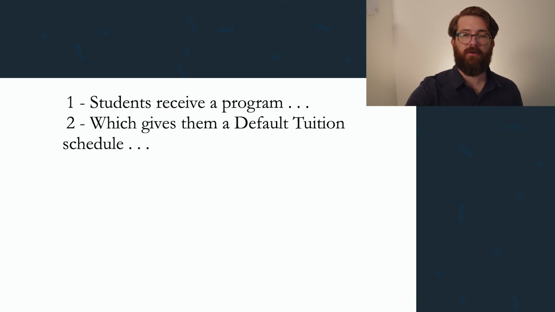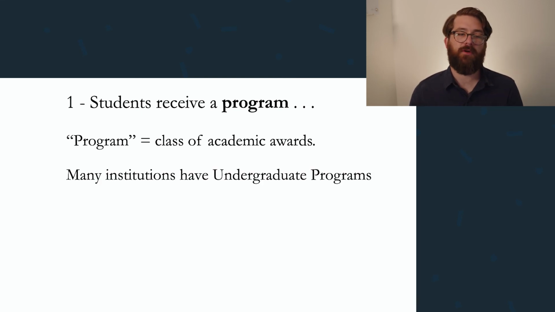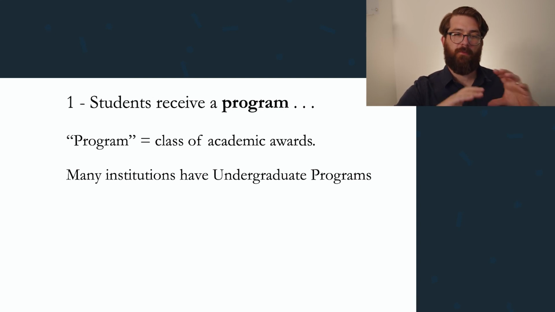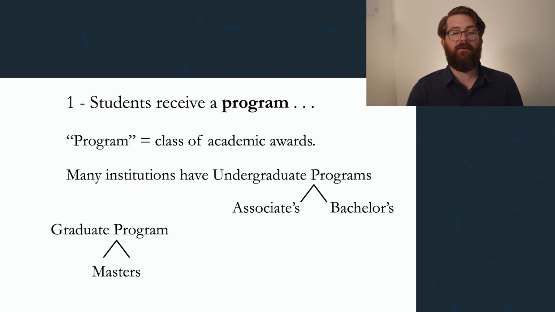Okay, so now we're going to take a closer look at these first 2 steps here because we want to define a couple of terms. First of all, in Populi, a program refers to a specific class of academic awards. So, for instance, many institutions have undergraduate programs, okay? These are going to be typically a program that contains degrees at the associate's and bachelor's level most typically. So that student might also have a graduate program containing, say, master's academic awards or degrees.